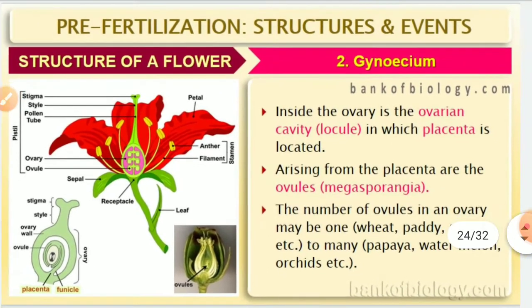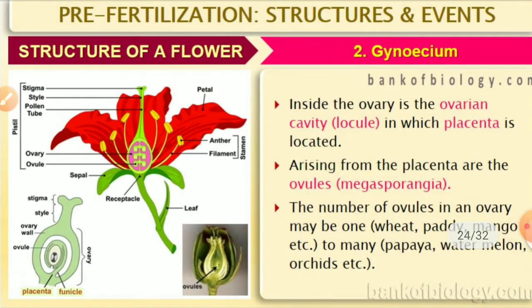Now in gynecium, inside the ovary is the ovarian cavity, also known as locule, in which the placenta is located. Many ovules are connected together with the help of a structure known as the placenta. These ovules are known as megasporangia. I hope you remember the ovules. Another name is megasporangia, and for pollen grains, microsporangia.